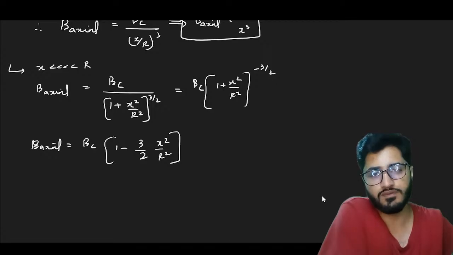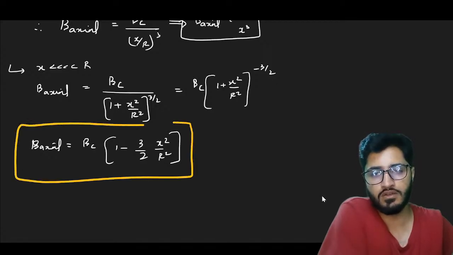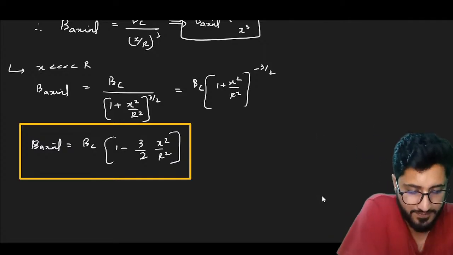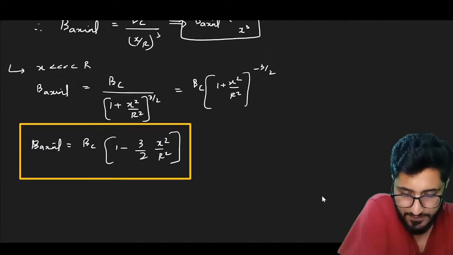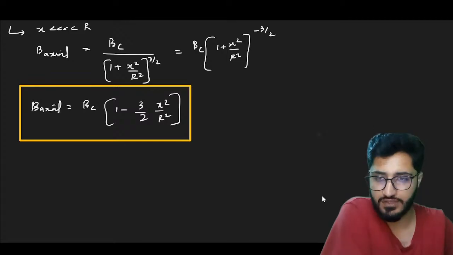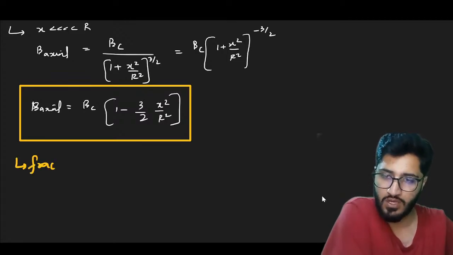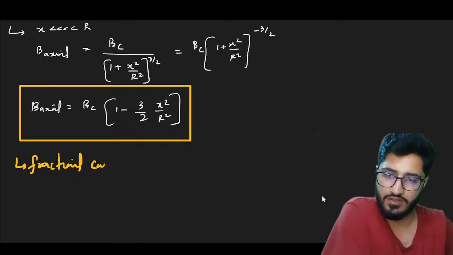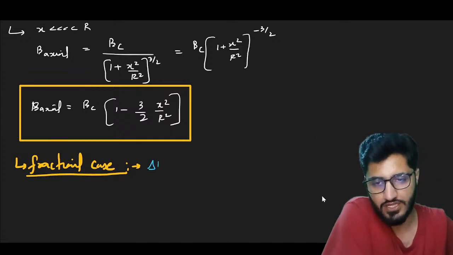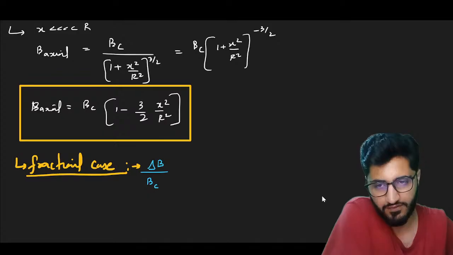One more formula. This is nothing, it's a replacement of the formulas only. Then, if somebody asks you what is the fractional change? A numerical on fractional change was once asked in the AIIMS examination, that's why I'm telling you. Fractional change means change in magnetic field divided by original magnetic field at the center, equals B center minus B axial divided by B center.